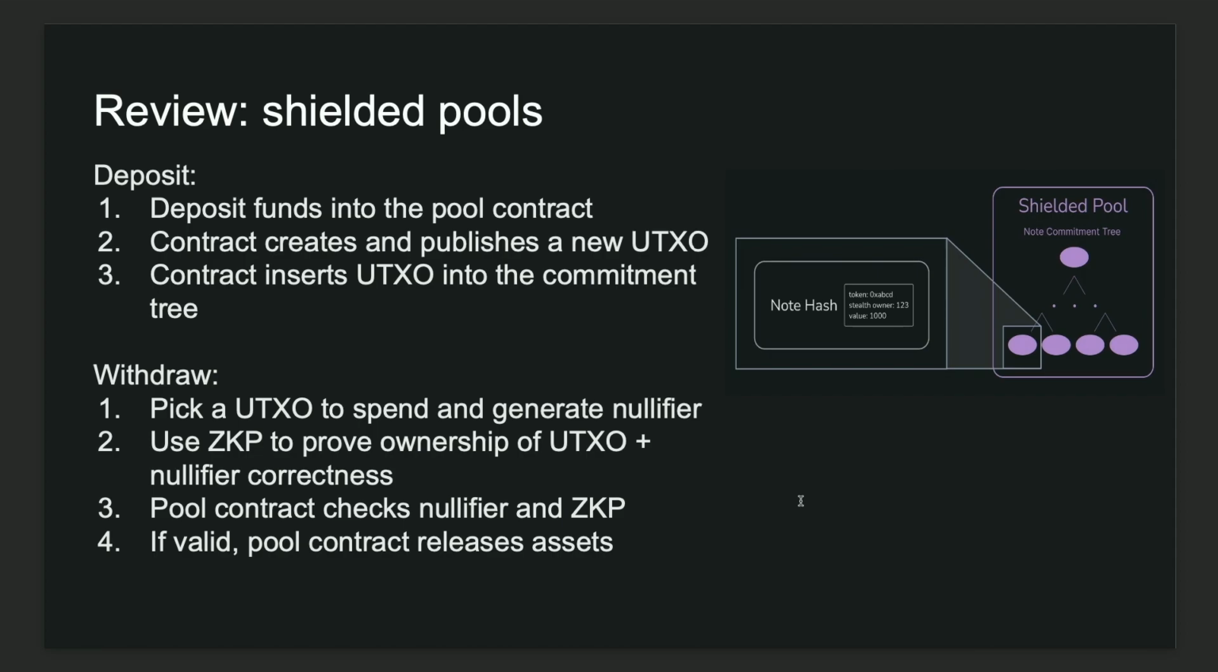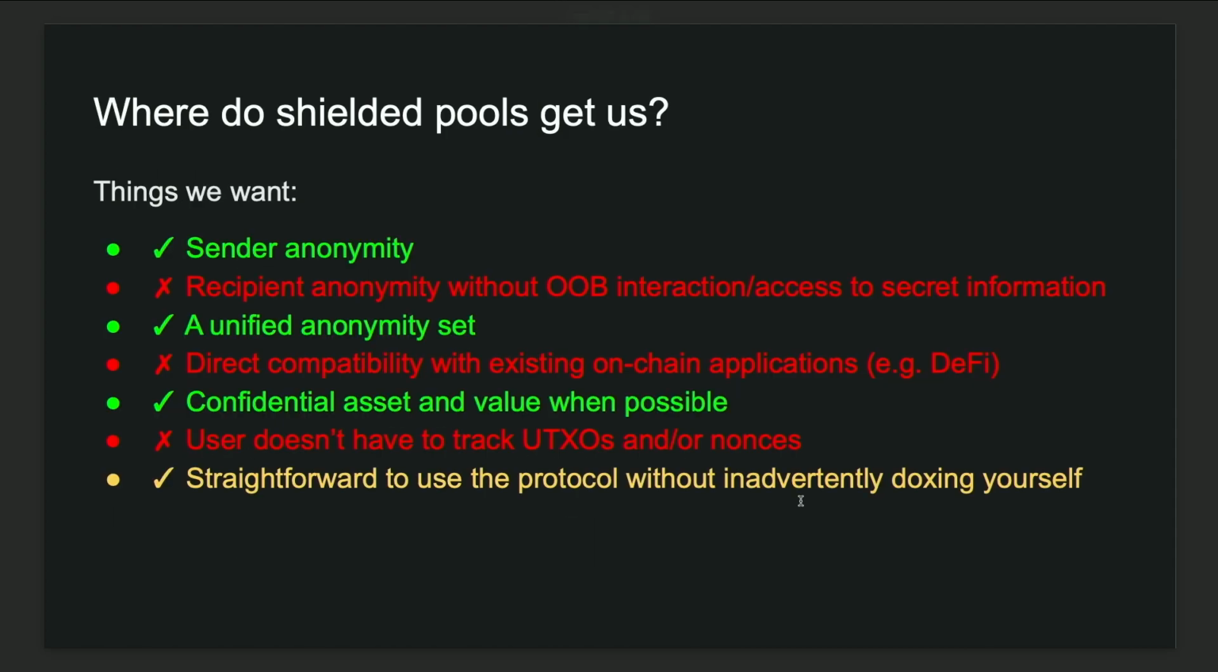Then later, when you want to spend that money, you use a ZKP to prove you owned the money, and that you created some value called a nullifier that prevents a double spend. Once you then submit that proof to the contract, and if the proof is valid, the contract will let you do what you want with your money. And there's several variants of this, but at a base level, it has certain properties that we like.